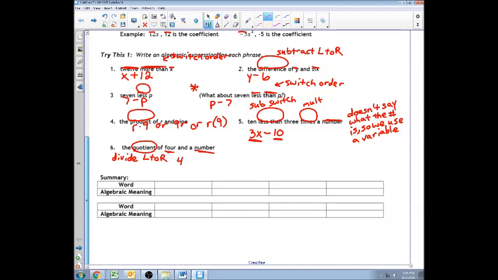I could write it as 4 divided by x, or I could write this as 4 divided by x. This is the way you're going to see it most often.